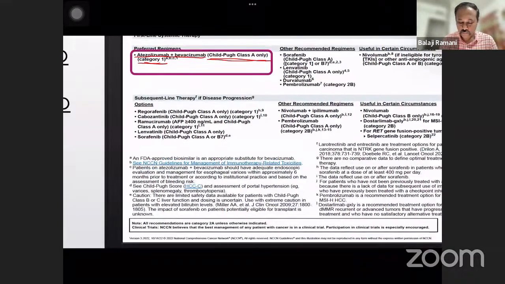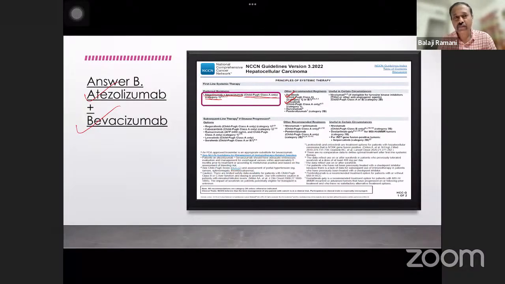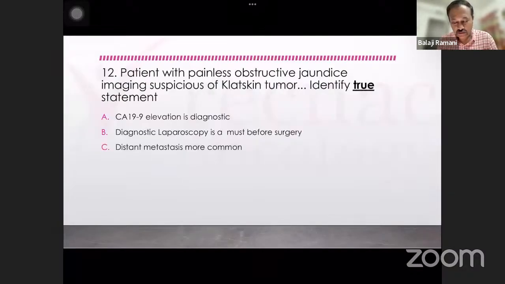Other regimens are, of course, your sorafenib, lenvatinib. All these are some of the things that can be used. So we can use it again only for Child-Pugh A, because in all these patients, we have to remember that the patients need to have a good liver function. Only then we can plan for further therapy.